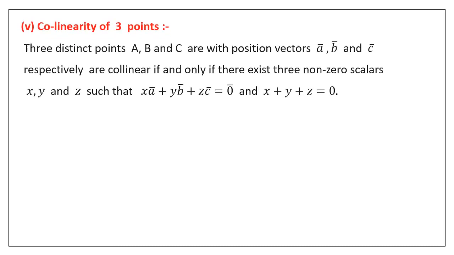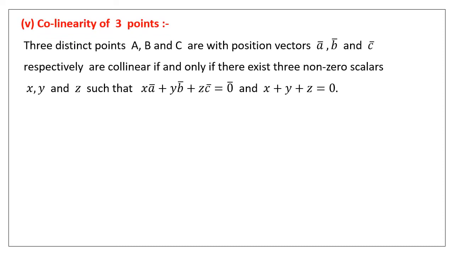Collinearity of 3 points. See student, 3 distinct points A, B and C with position vectors a bar, b bar and c bar respectively are collinear if and only if there exist 3 non-zero scalars x, y and z such that x a bar plus y b bar plus z c bar equals 0 and x plus y plus z equals 0. That is, the sum of all 3 non-zero scalars equals 0. Then we can say that the 3 points are collinear.